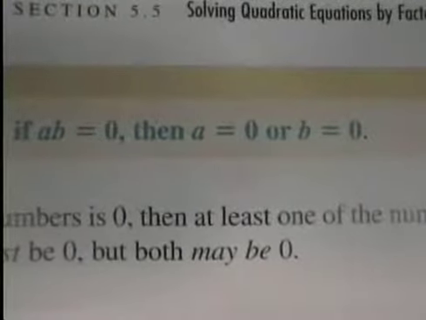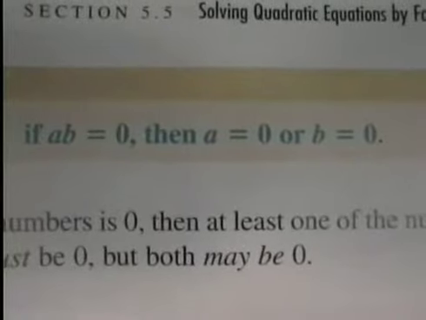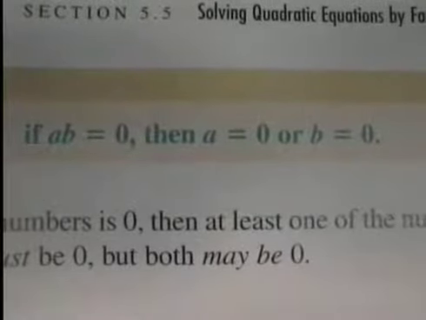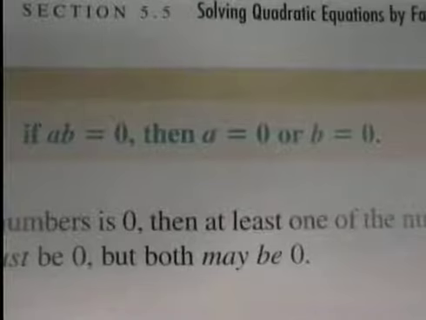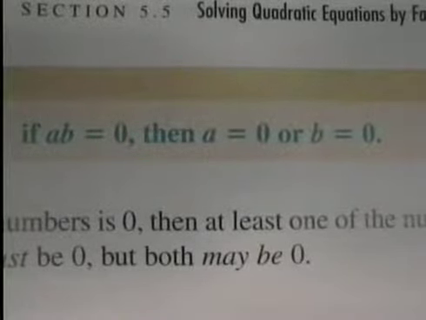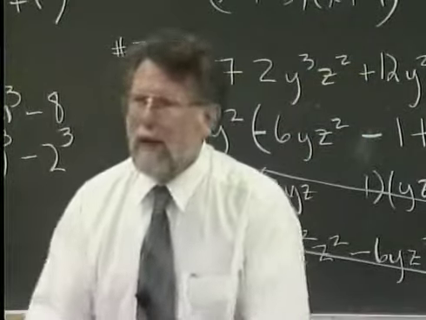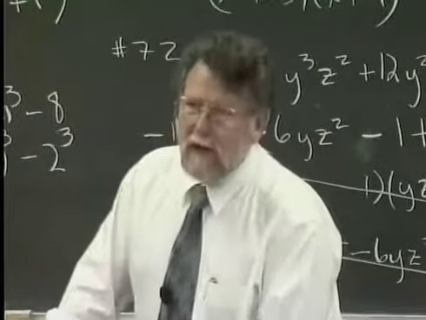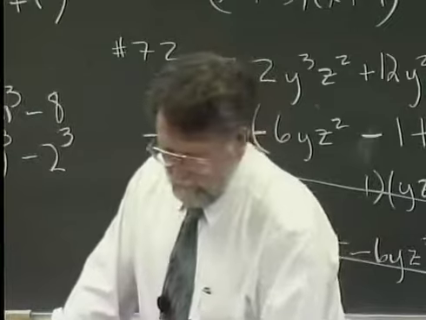If AB is 0, two things you multiply together to get 0, then you're guaranteed what? One or the other of them is a 0. So what? I hear you ask.